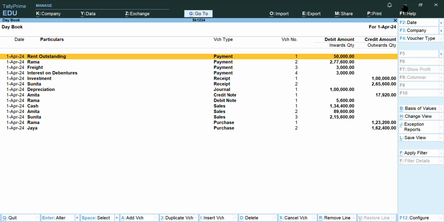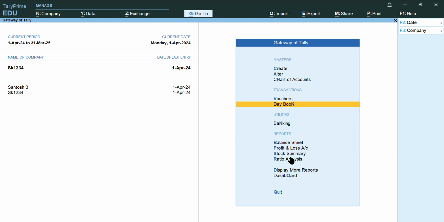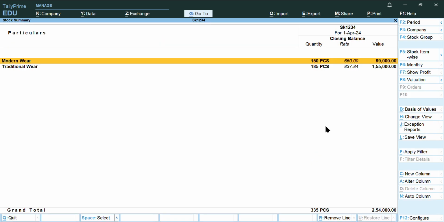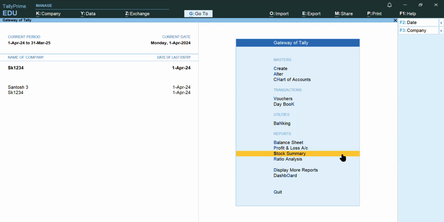Then you may have any other file if you want. You can have stock summary. This is the stock summary, and you can have the detailed summary also. So this is how you export the files. Now the question arises, how to save these files in your own folder.